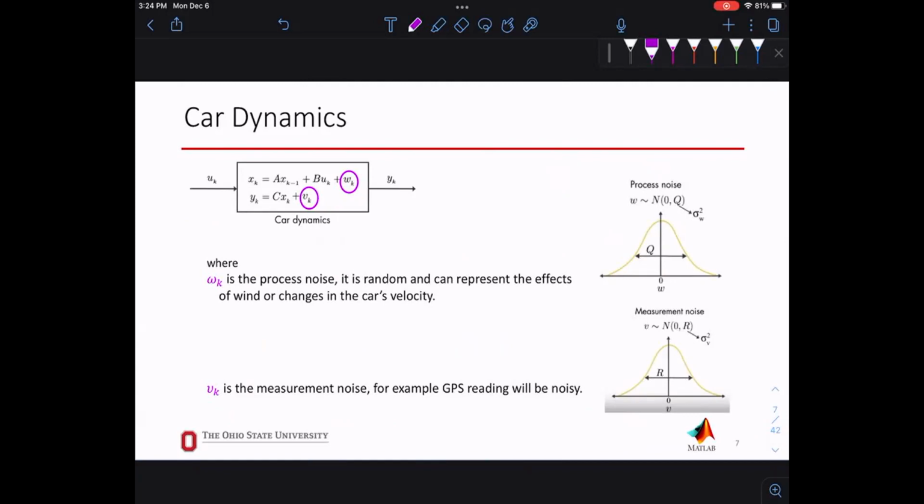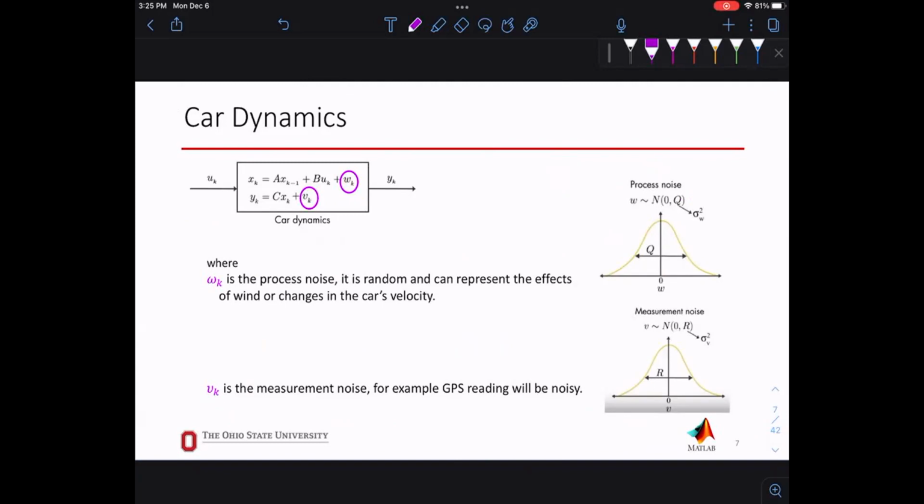You know that you might have some process noise. You cannot eliminate that. We're going to introduce process noise, w_k, in our state equation. And we're going to introduce a measurement noise, depending on what kind of sensor you're using.